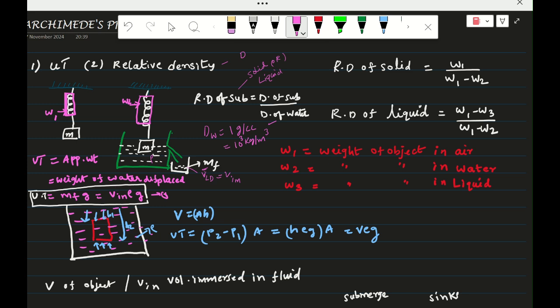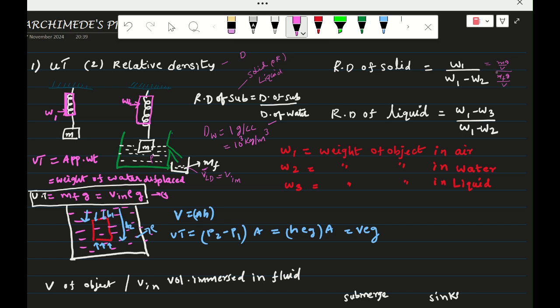Now consider W1 is weight of the object in air, W2 is weight of the object in water. So now the relative density is equal to density of the substance in air medium, density meaning mass by volume. Here how much mass is there? The mass of the fluid displaced is equal to apparent weight, W1 minus W2 into g, divided by volume. Same volume will come out, right? How much is immersed, that much volume will come.